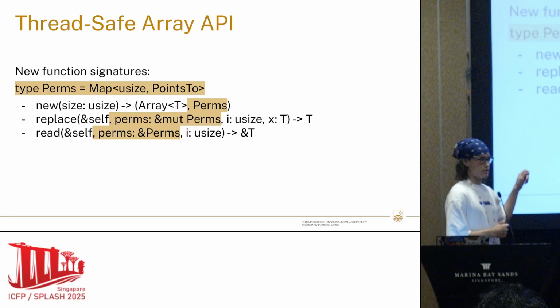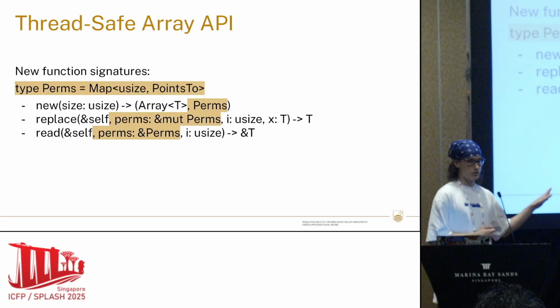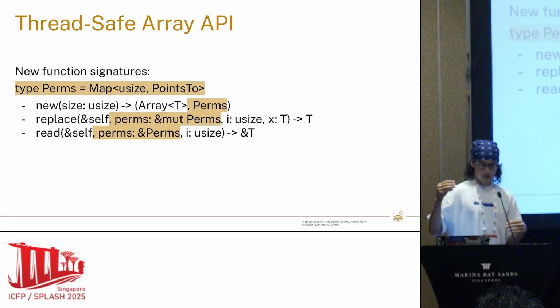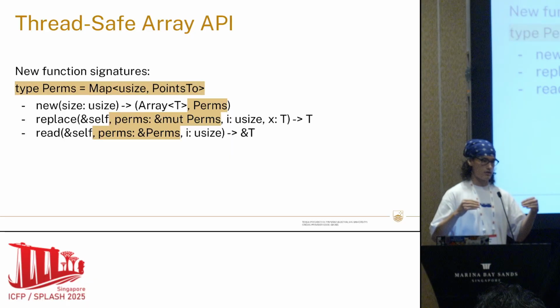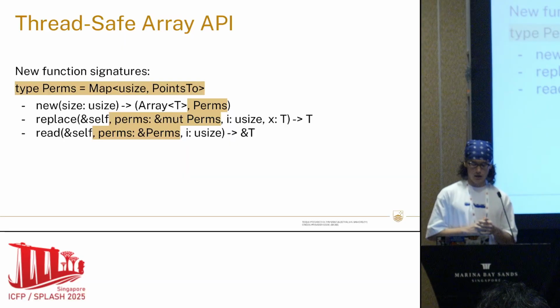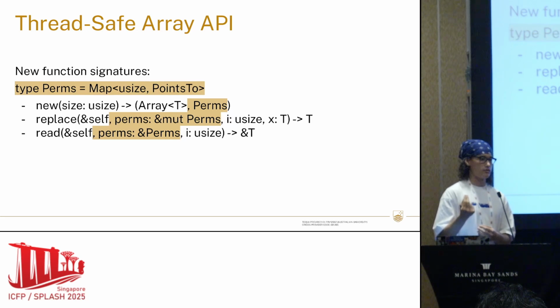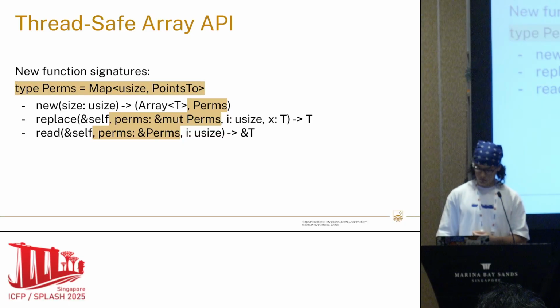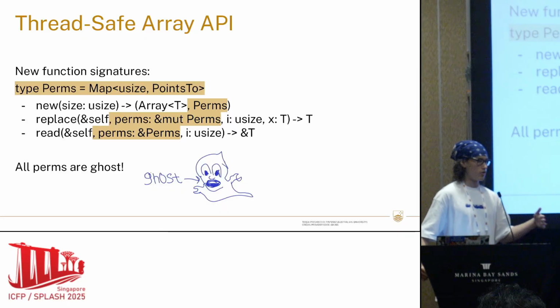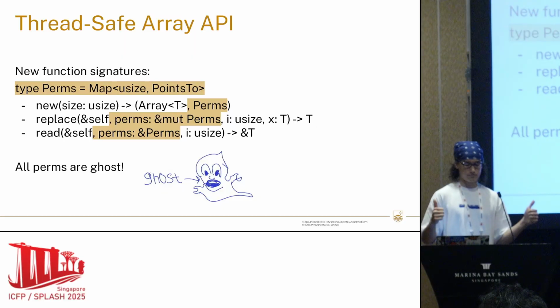And of course, this also requires some preconditions on these functions, namely, the permission set has to have the same ID as the array, so they have to be connected, right? You don't want to use some other permission set for your array. Also, the permission set has to contain the permission for the ith element. So these are the preconditions. The good thing is that they are all ghosts, so they are all erased at compile time. That's nice.